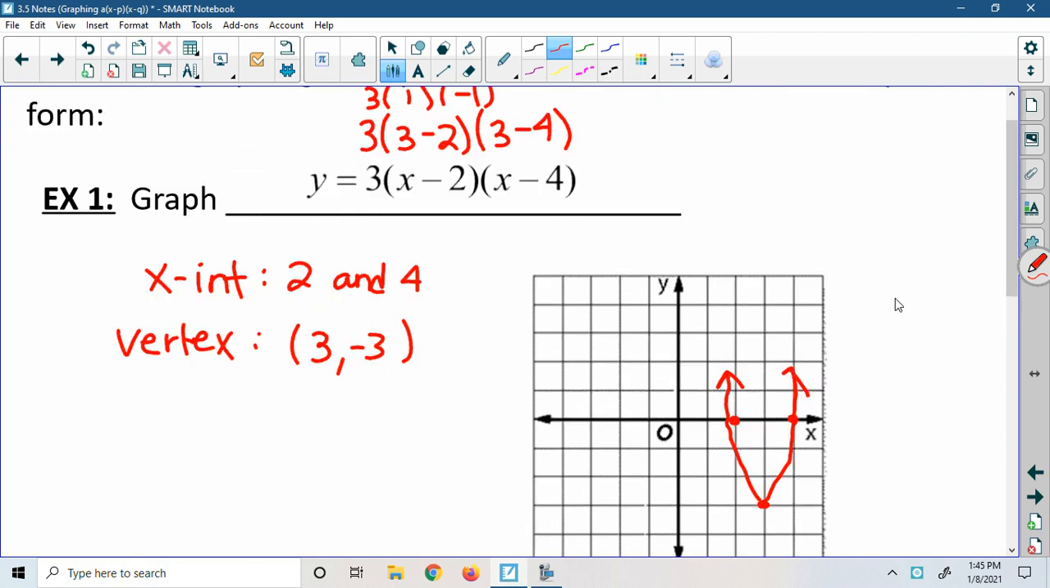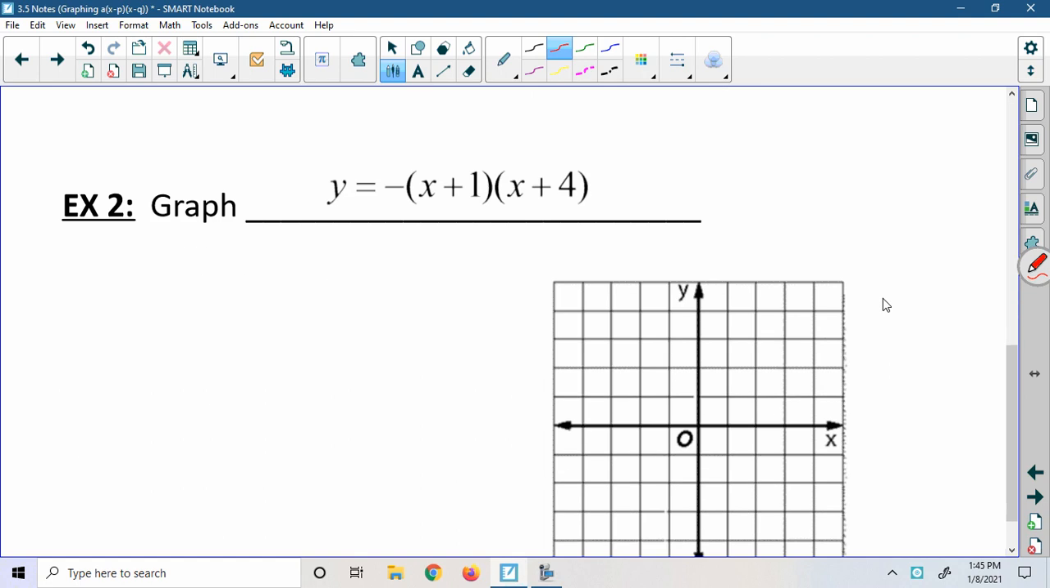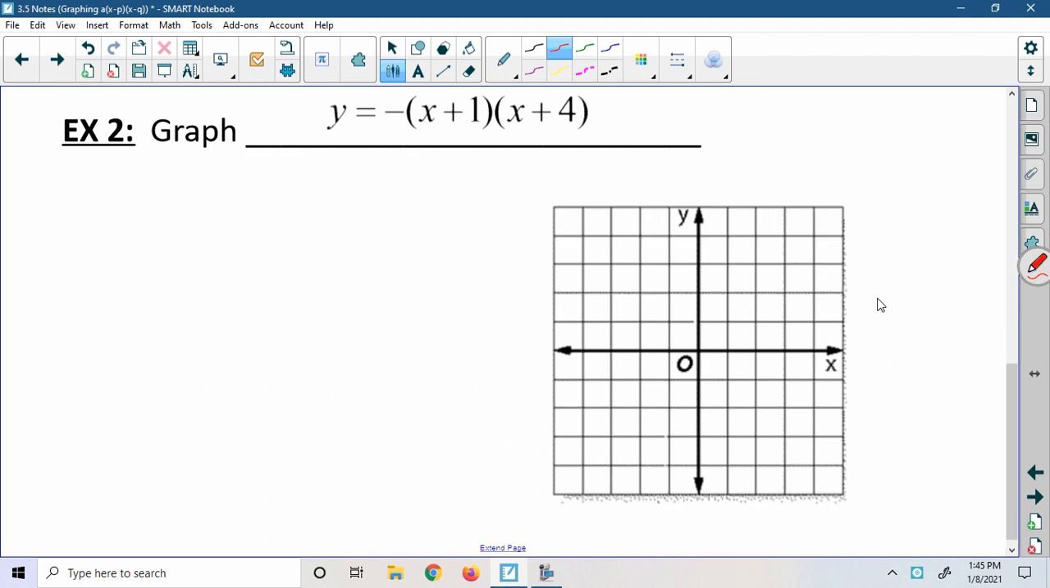So anyways, intercept form, I kind of like it. I'm a fan of it. I think it's easy to work with. You can get that key information pretty quickly.